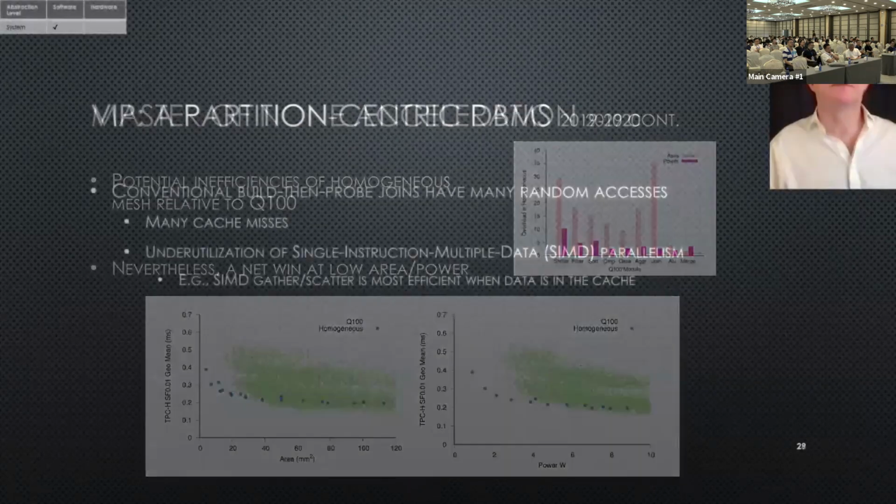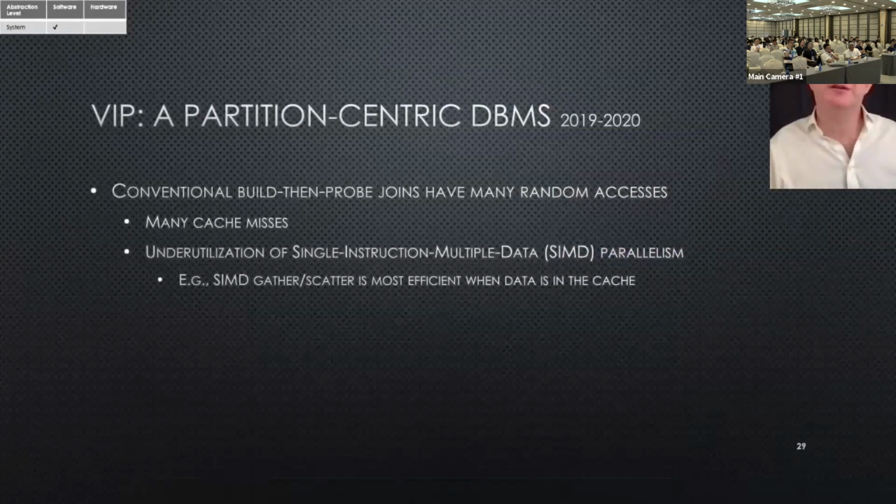I'm now going to talk about VIP, a partition-centric database management system. So conventional joins in databases often have a build then probe structure. And if you do a build then probe without partitioning, you're going to get lots of cache misses if your build table is big. And you'll also underutilize a lot of your single instruction multiple data parallel operations, because they don't work nearly as well for operations like scatter and gather when the data is not cache resident.